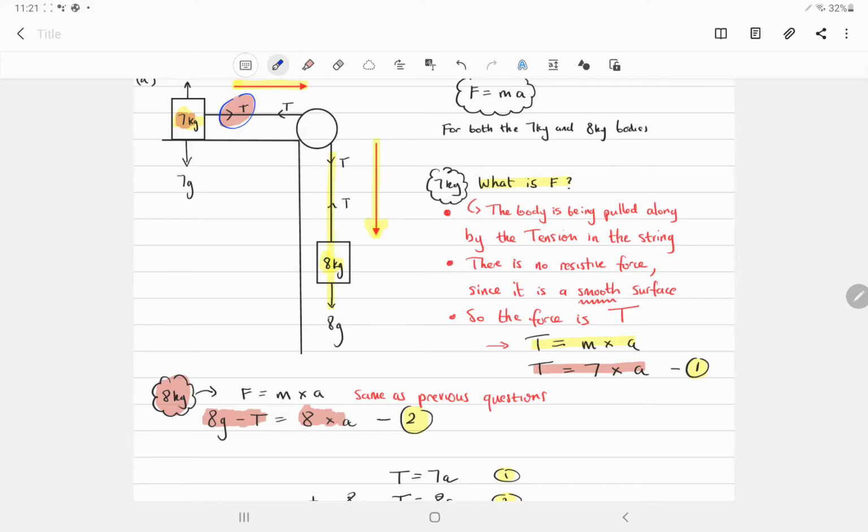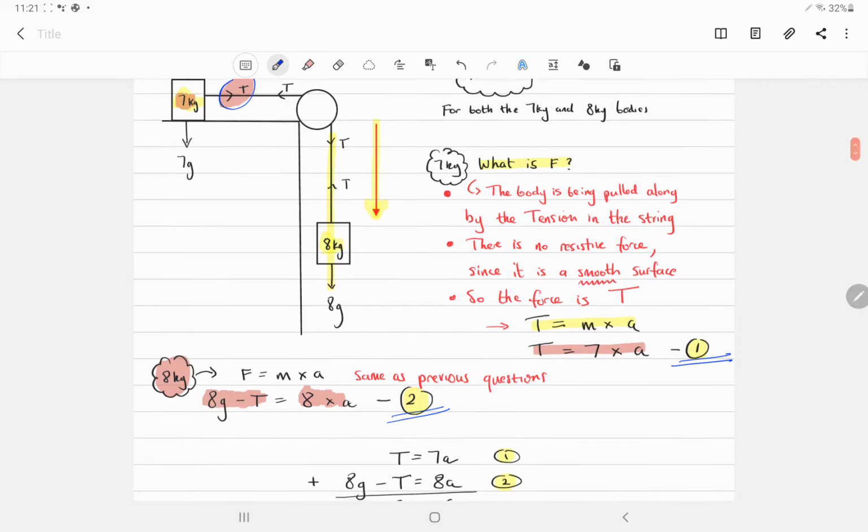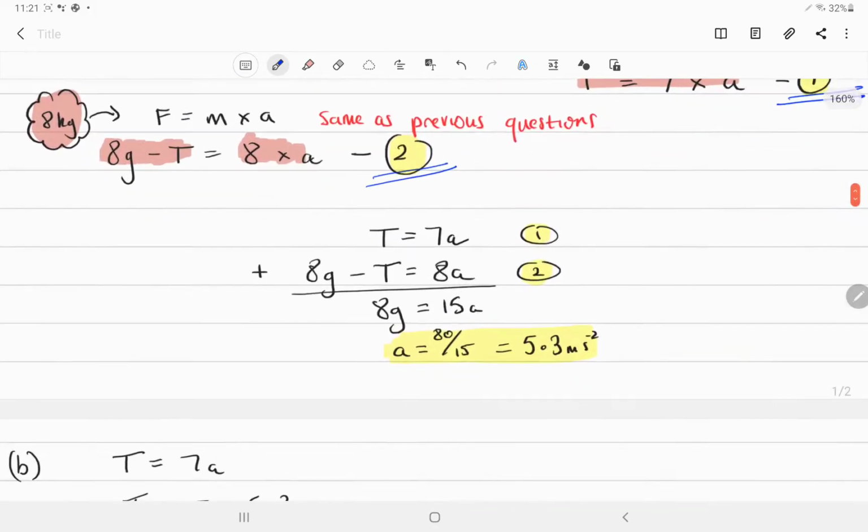So just like the previous exercise, we have two equations. Equation 1 for the object of 7 kilograms, equation 2 for the object that has 8 kilograms, and then we combine them. So there's our two equations.